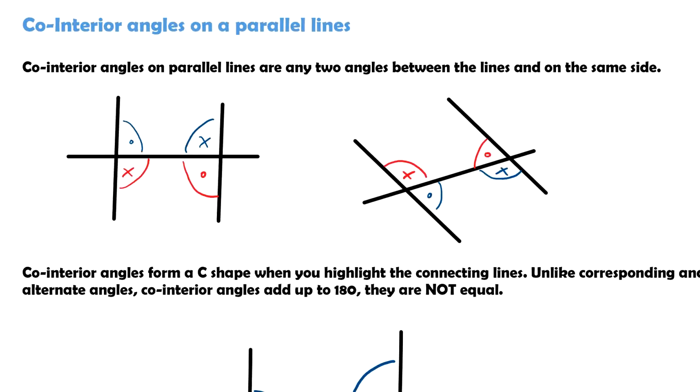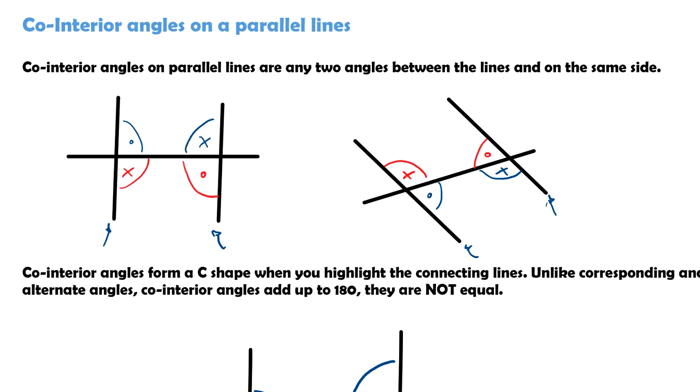In this video, we are looking at co-interior angles on parallel lines. Co-interior angles are any two angles between the lines and on the same side. By between the lines, I mean between this line and this line. Notice how both the reds are on the same side, and on the other side, the blues are on the same side. And again over here, between the lines, and on the same side.